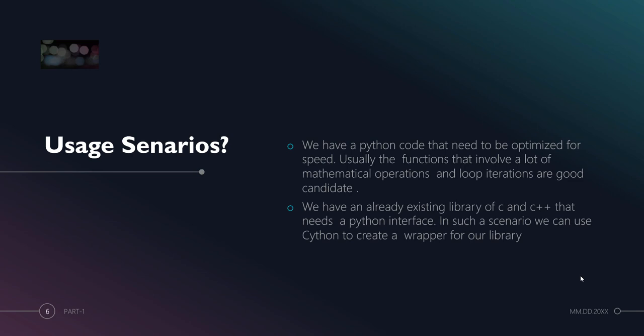Now let's look at some usage scenarios. So we can use Cython whenever we need to optimize our Python code for speed. Usually the functions that involve a lot of mathematical operations and loop iterations are good candidates for this. There can also be situations when you already have existing C or C++ code that needs a Python interface. In such a scenario, we can use Cython to create a wrapper for our library.